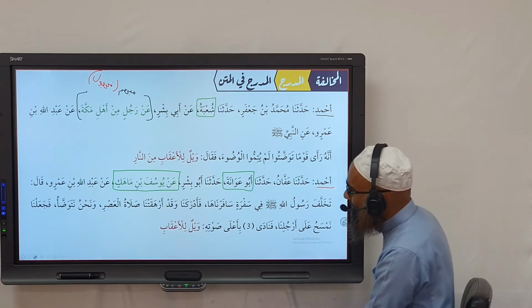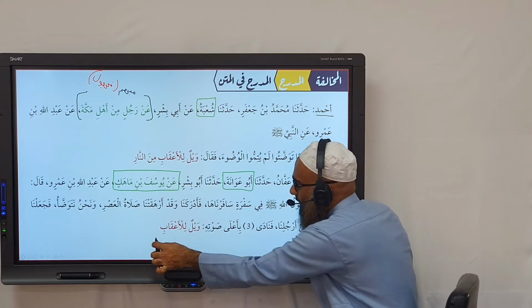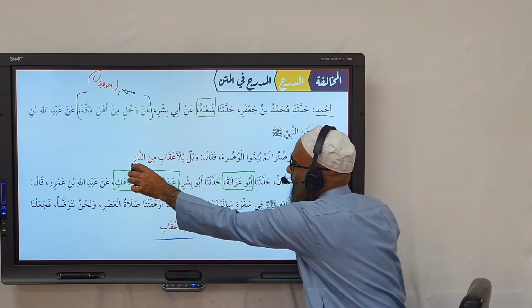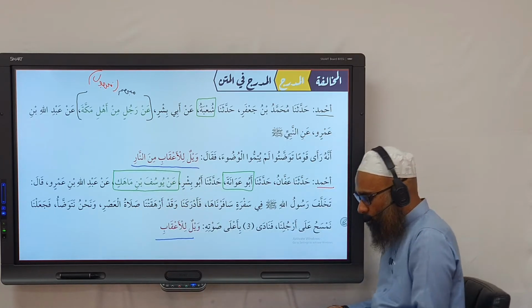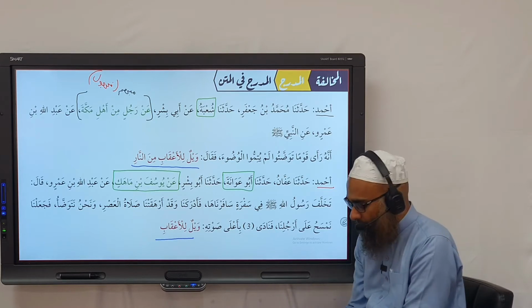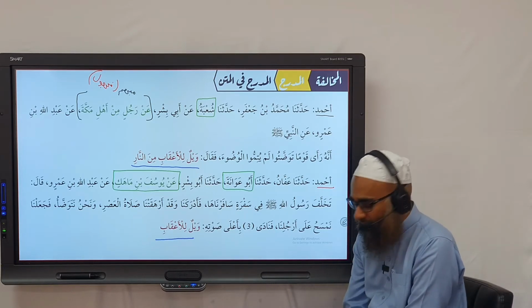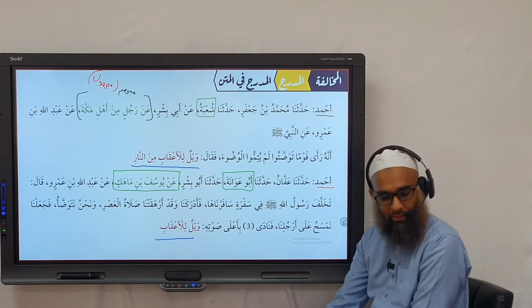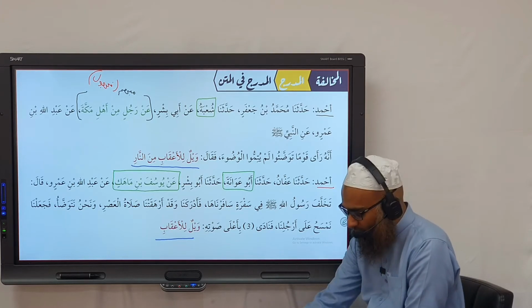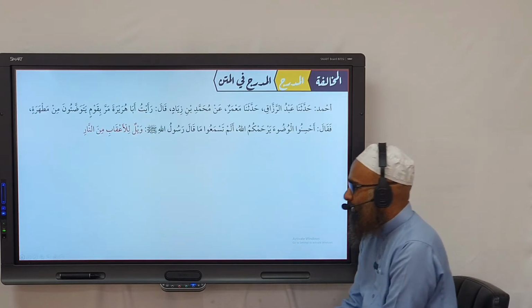Okay, and in here the word of the hadith is wailul lil aqabi minan nar. Meaning, when you do wudu, make sure you wash your heels properly. Don't leave your heels. If you leave your heels unwashed in wudu, what will happen? Your wudu won't be counted. Wudu not counted, salah not counted. So make sure you wash your heels properly.